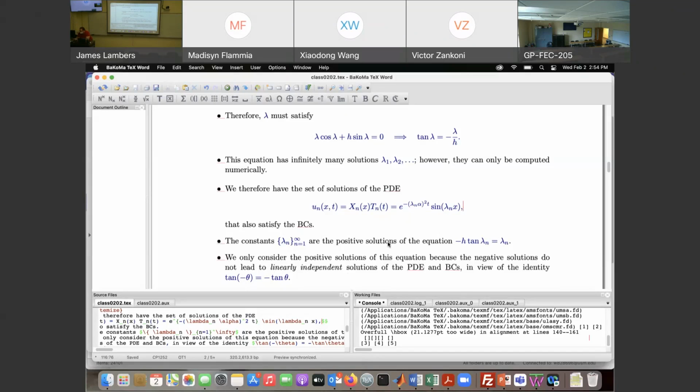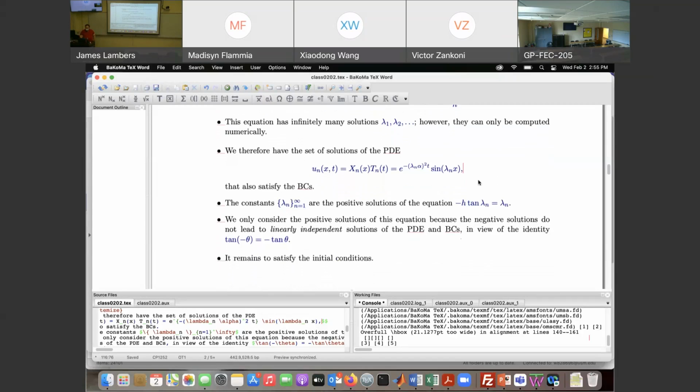All right. Now, we've taken care of the PDE and the boundary conditions. What's left are our initial conditions. But before I get into that, do we have any questions, or any part of this I need to revisit? Okay.